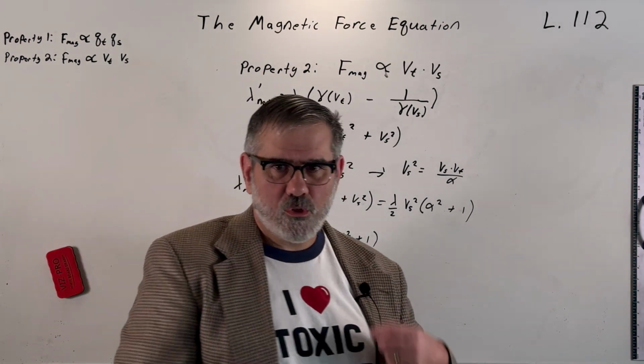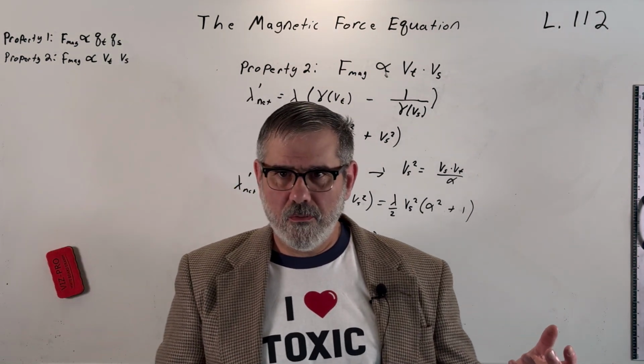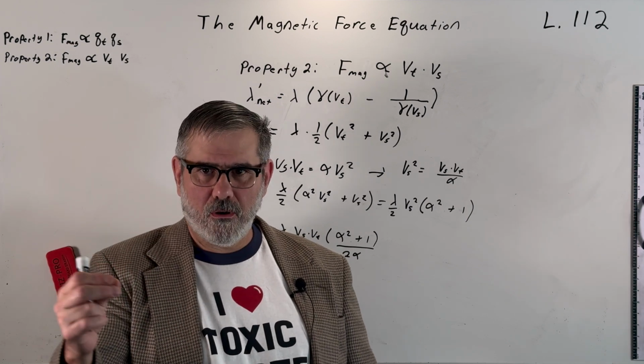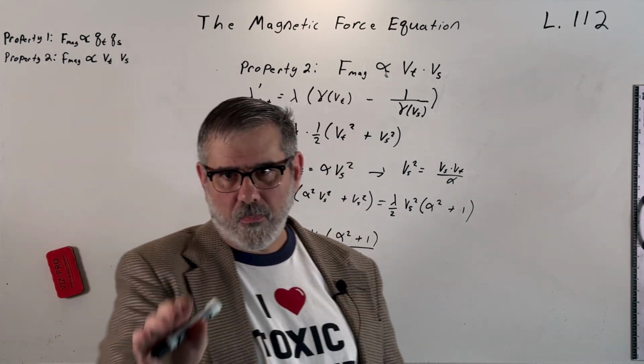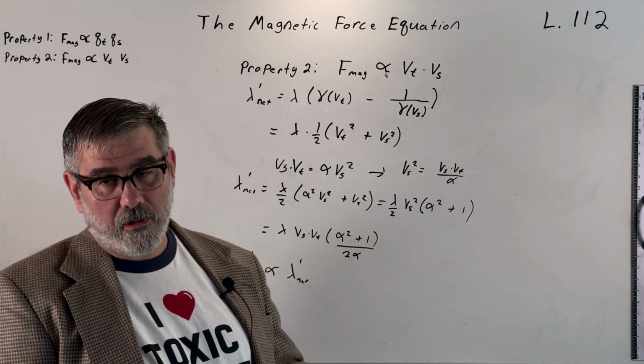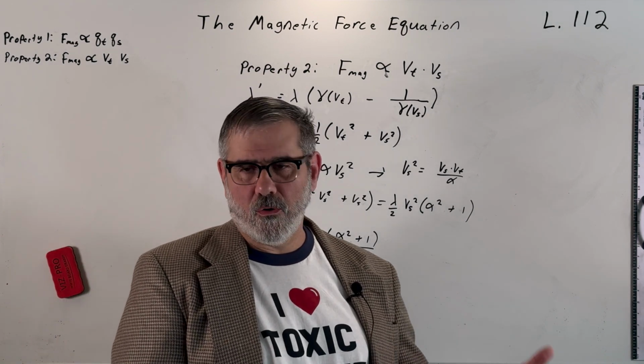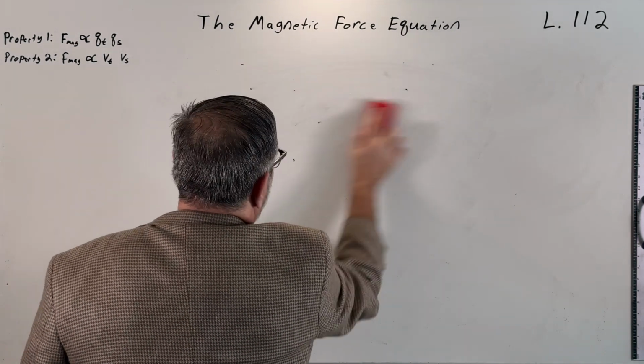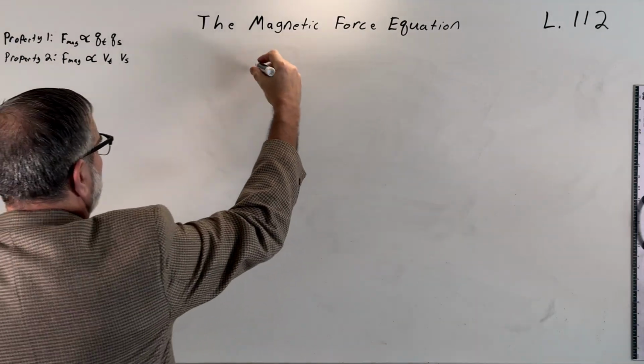So it's the speed of the source charges that are generating this magnetic force and the speed of the test charge. If the test charge's velocity is 0, there's no magnetic force. Similarly, if the source charges have 0 velocity, no magnetic force.